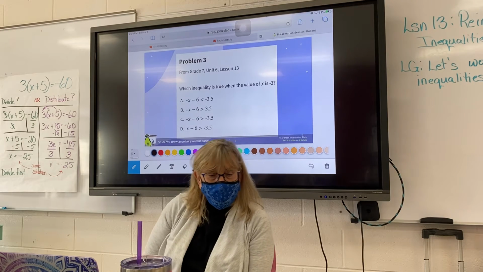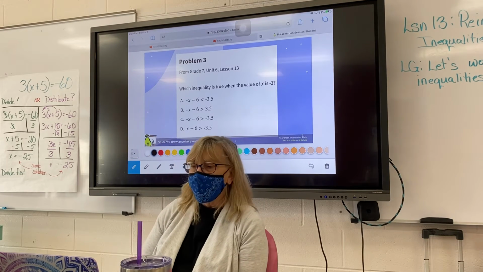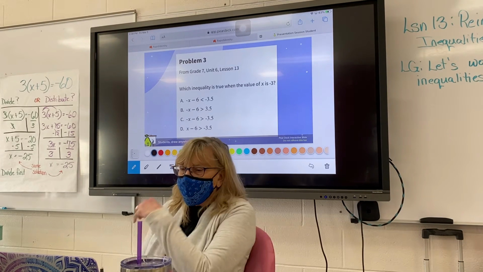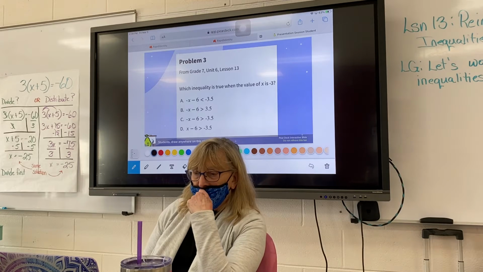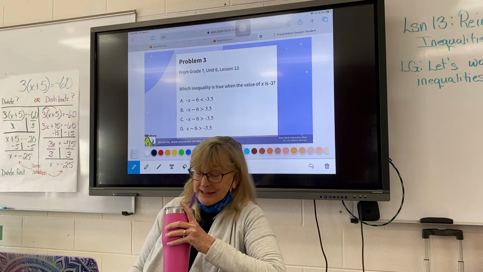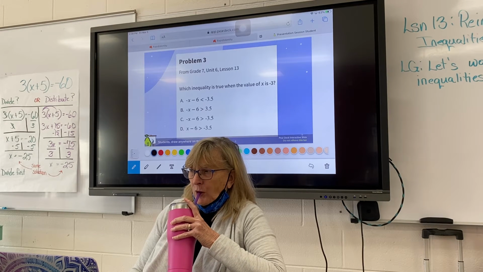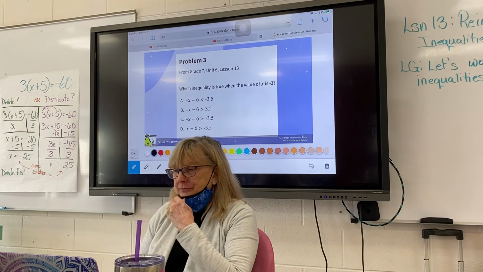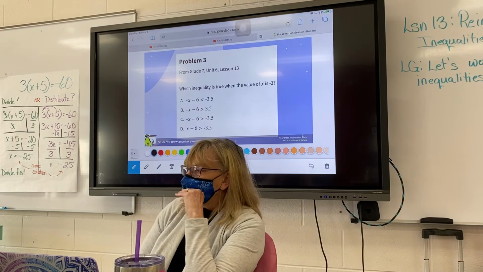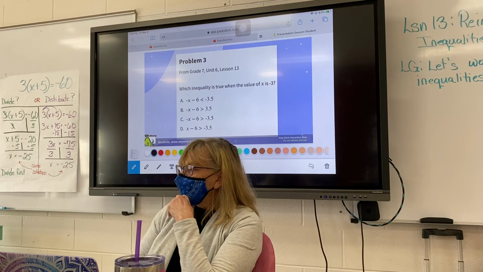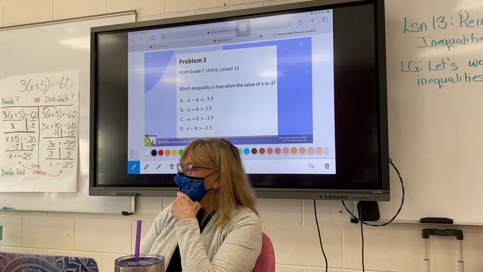Which inequality is true when the value of x is negative 3? Go. I'll give you 2 minutes. Which of those is true when the value of x is negative 3? Yes, Rachel, of course it's okay. You'll get there.